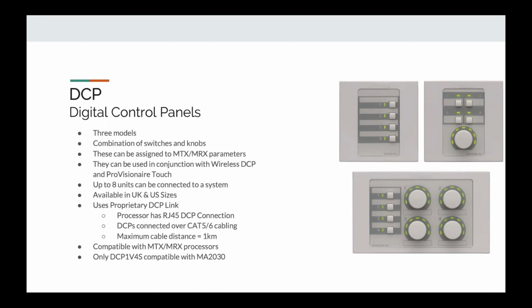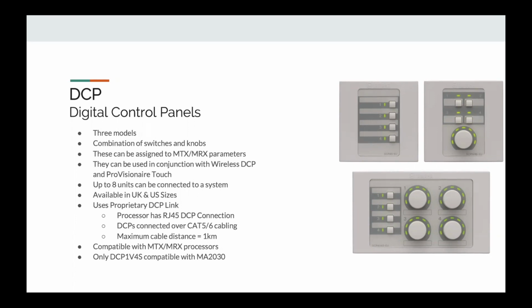So in the simplest form, the DCP4S gives you 4 switches which you can configure using the software to carry out practically any command on a processor. When you use it with a simpler product like the MA2030, then those input plates will basically select the input remotely.